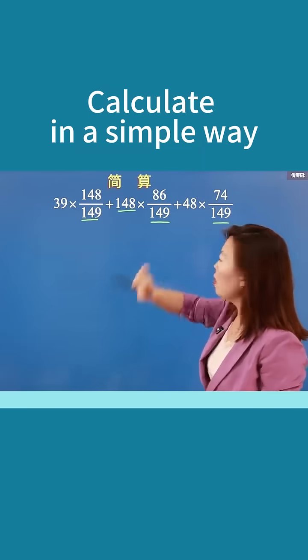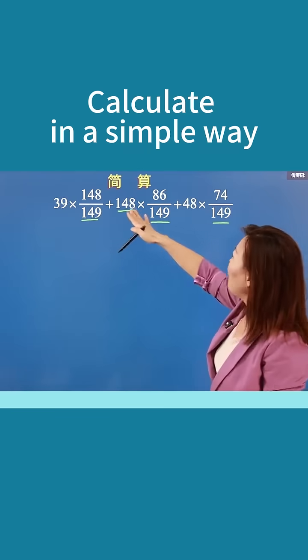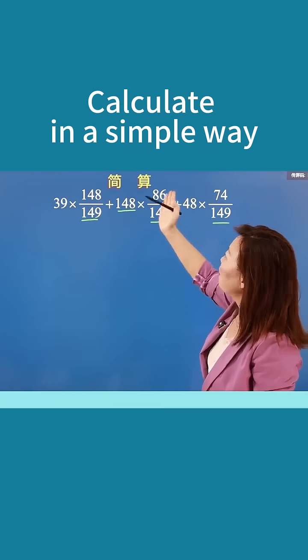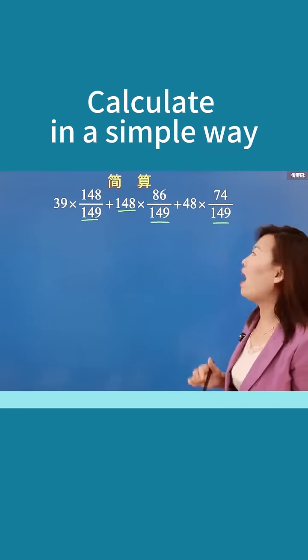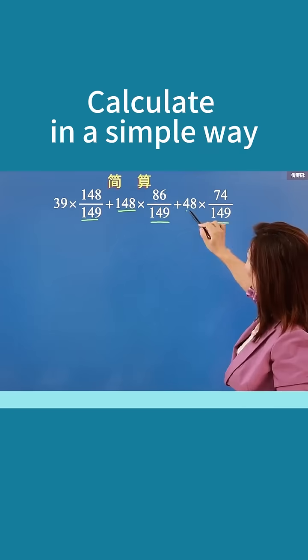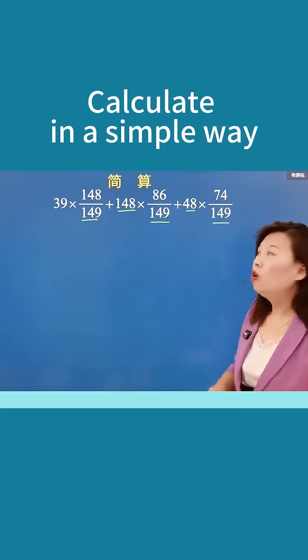Look at the second term. There is a 148 in the integer part. Can I swap the positions of 148 and the numerator 86? At this point, the base remains unchanged, right? Okay, next let's look at the third term. Here we have 48 and here we have 74.